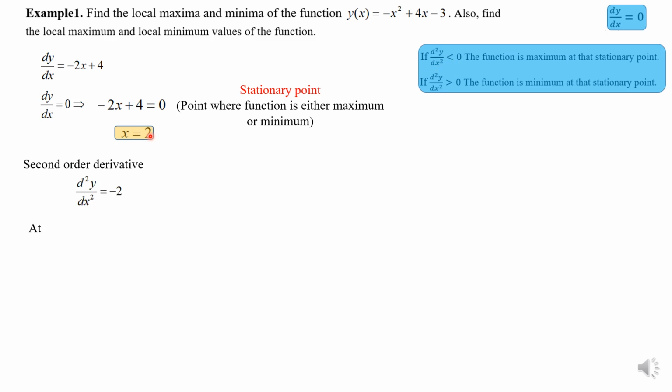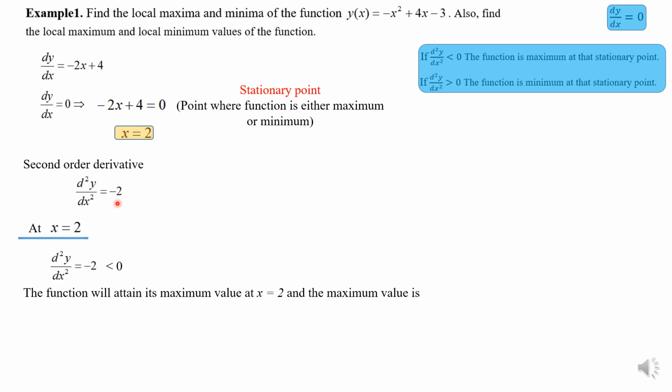Now at x is equal to 2, what is the value of this second order differentiation? The value of the second order differentiation is not going to change because it is constant, -2, which is less than 0, which means that the function will attain its maximum value at x is equal to 2.